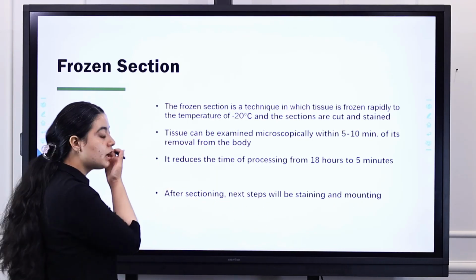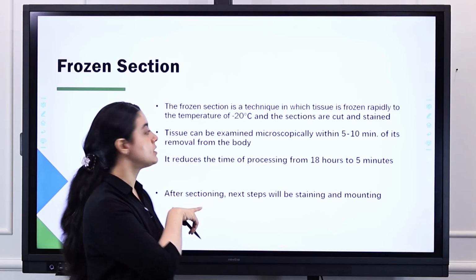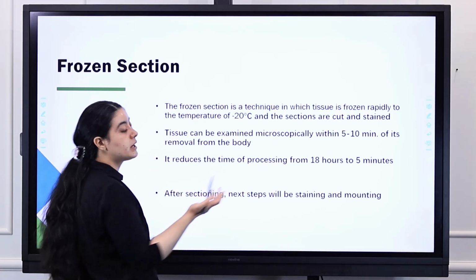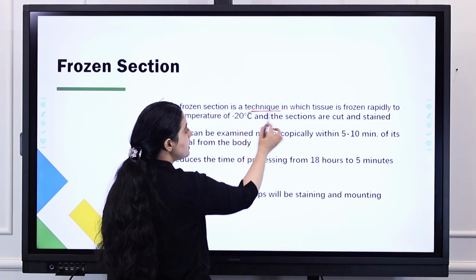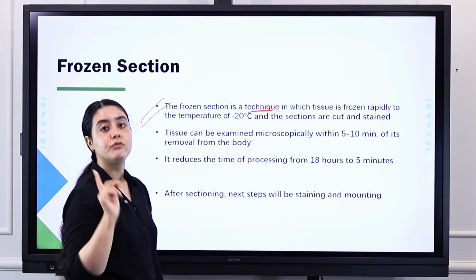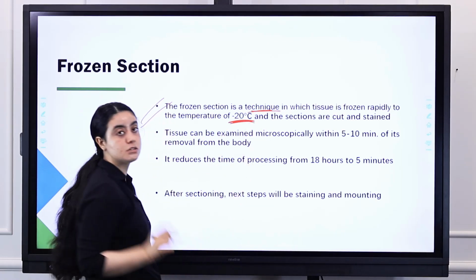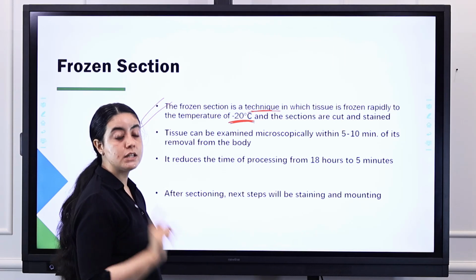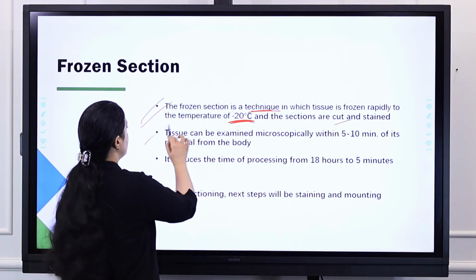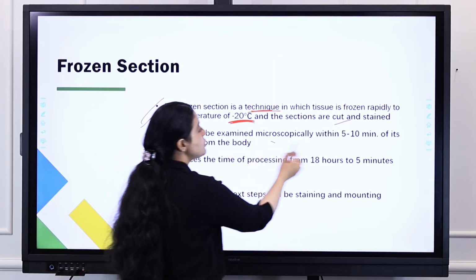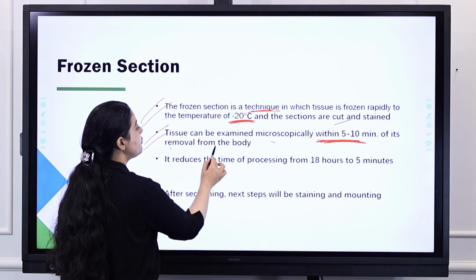Now frozen sectioning, there is also another procedure, as we have read in the introduction. There is the frozen section or cryostat technique also. The frozen section is a technique in which tissue is frozen rapidly at a temperature of -20 degrees Celsius, not 20, -20 degrees Celsius, and the sections are cut and stained. Tissues can be examined microscopically within 5 to 10 minutes of removal from the body.